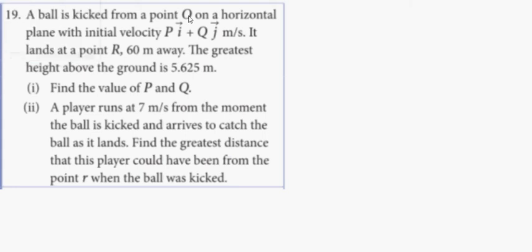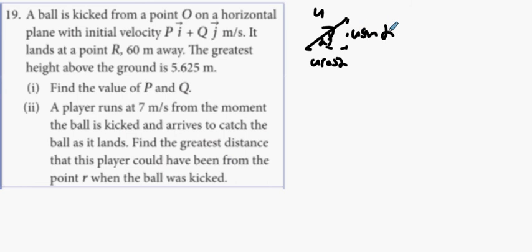So we know what P and Q are. We want to find out what P and Q are. We give a generic value U, an angle alpha for the toss. And then following that, it's going to be U cos alpha and U sin alpha. Is everybody cool with that?